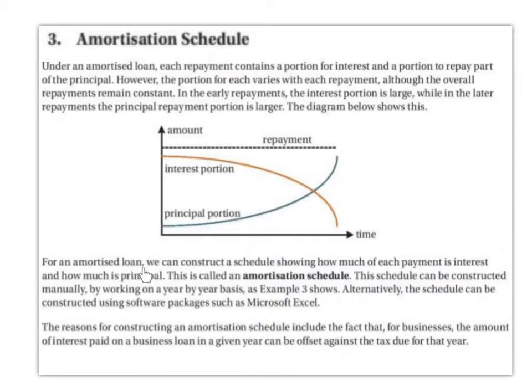For an amortized loan, we can construct a schedule showing how much of each payment is interest and how much is principal. This is called an amortization schedule. This schedule can be constructed manually by working on a year-by-year basis, as example 3 shows. Alternatively, the schedule can be constructed using software packages such as Microsoft Excel. The reasons for constructing an amortization schedule include the fact that for businesses, the amount of interest paid on a business loan in a given year can be offset against the tax due for that year.